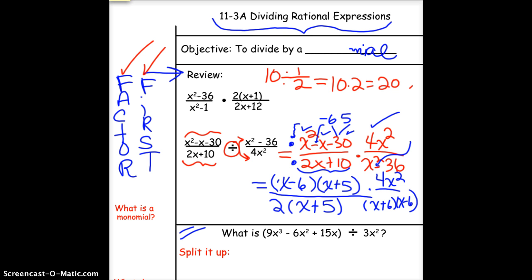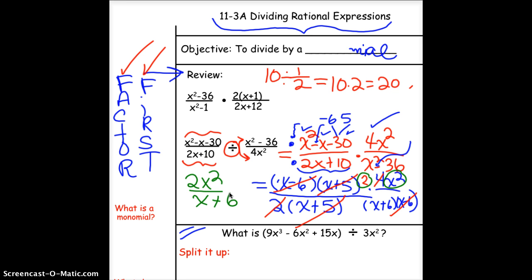Okay, so I'm going to cancel x minus 6 with the x minus 6, x plus 5 with the x plus 5. I'm going to divide out a 2, divide out a 2. And let's see what we have left. On the top, it looks like the only thing left is a 2 and an x squared. So we've got 2x squared. And on the bottom, just an x plus 6.